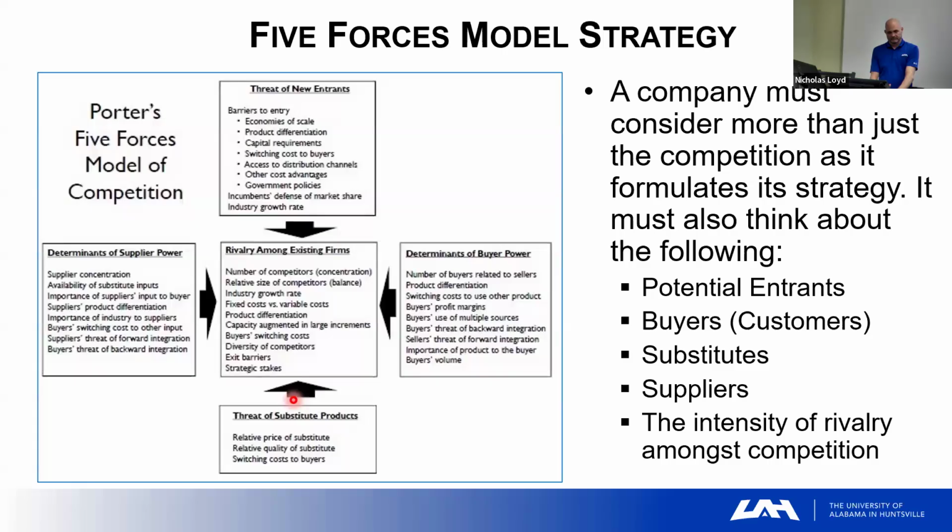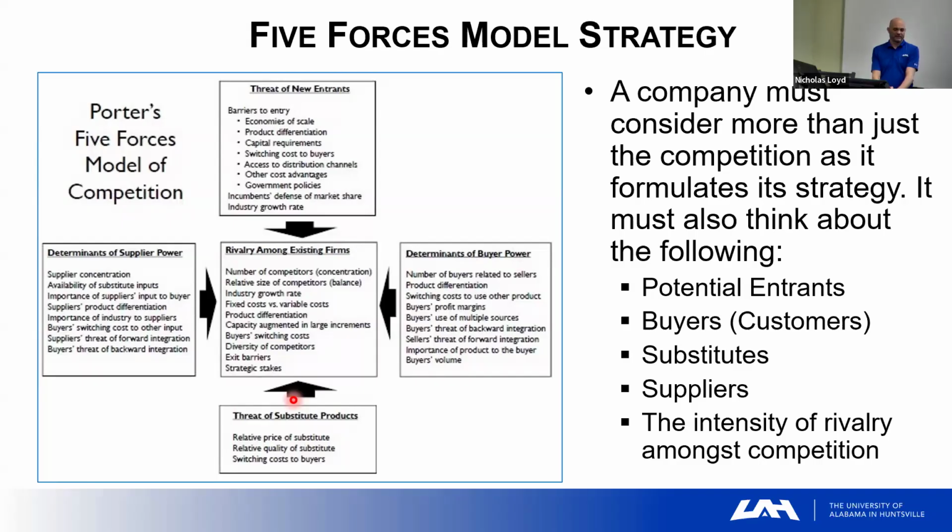And there's a sixth one now. What's the sixth one? Complementors. Complementors? Yeah, like a hot dog bun is a complementer to a hot dog. I like that. Are there things that could go with it? Supplier power is another one.